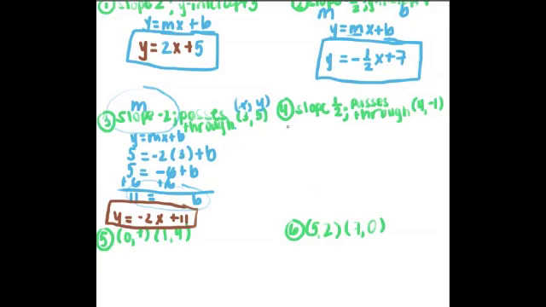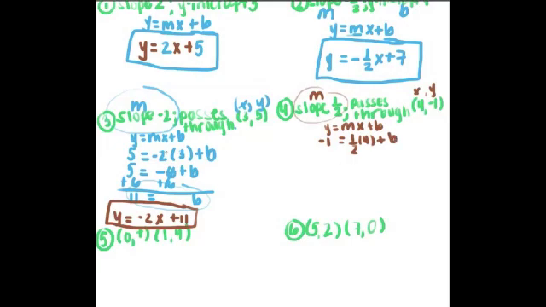Okay, so let's try something similar in number 4. In number 4, I gave you the slope is 1/2, so you know that this is our m. It passes through the point (4, negative 1), so I have x here, and then I have y here. Since they didn't give me my y-intercept from the get-go, I'm going to have to solve for it again. So here's my equation. Let's plug in everything that we know.